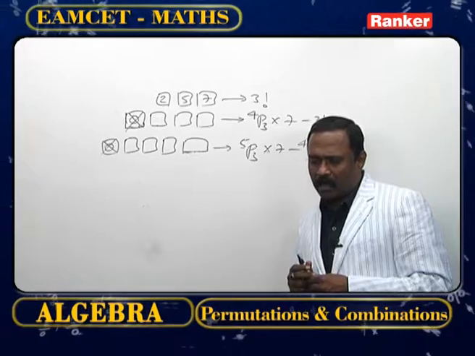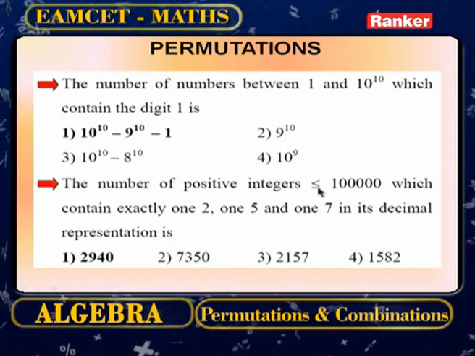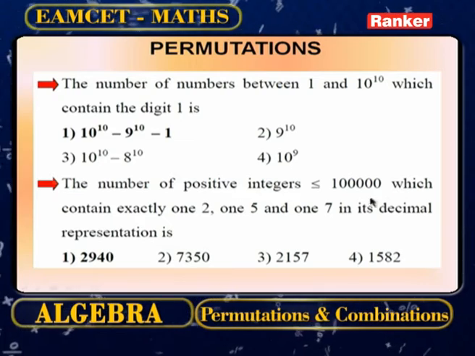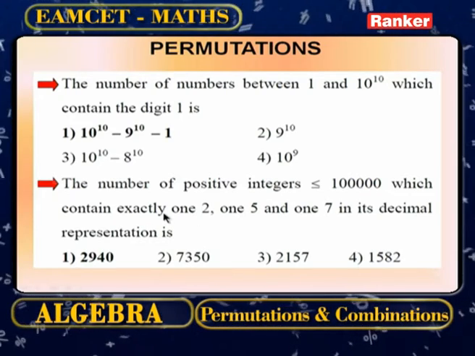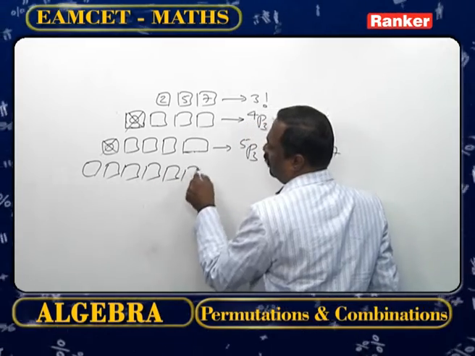Then the positive integer is less than 1 lakh. 1 lakh means how many digit number is that? 1 lakh is 3 plus 2, 5, plus 1, 6 digit number. Up to 6 digit number you have to write. Then only one thing remains.